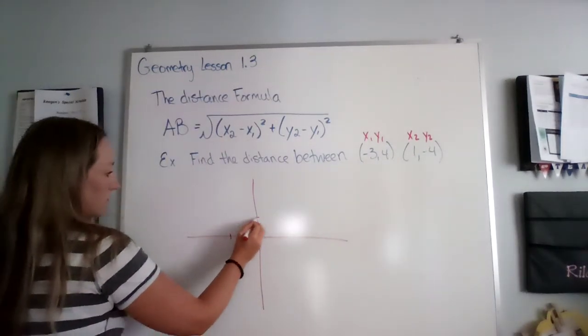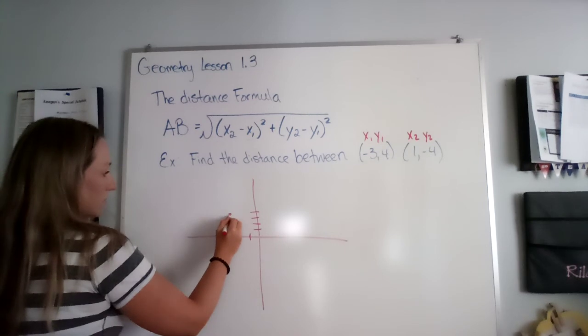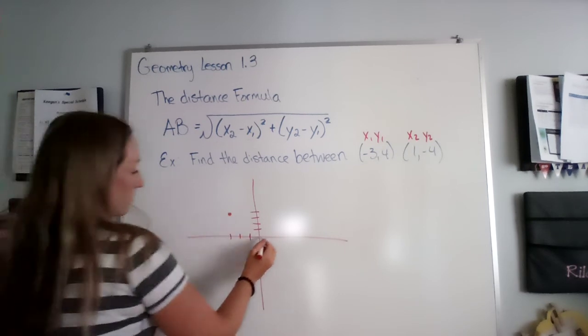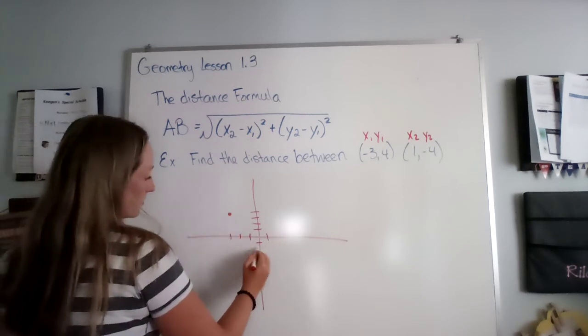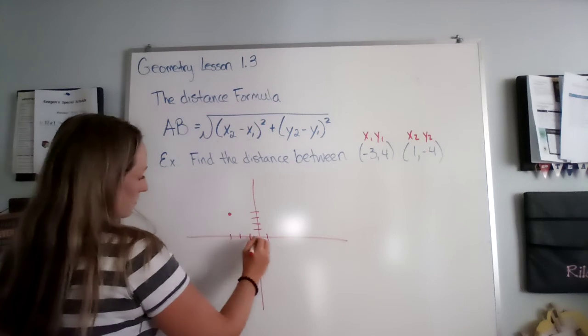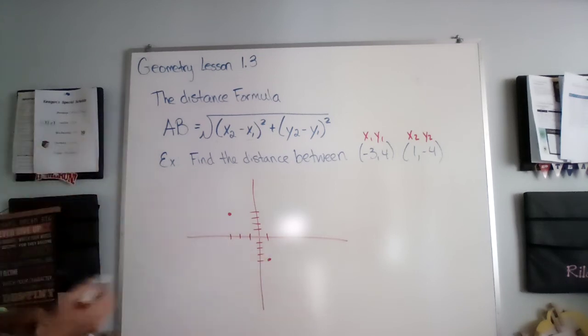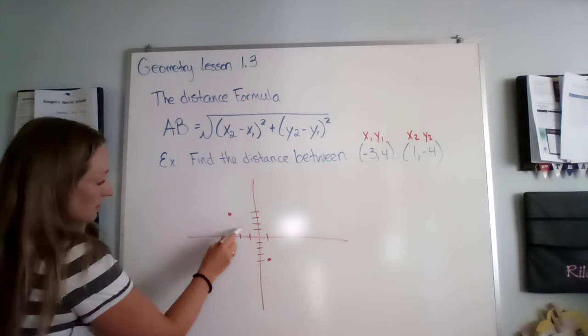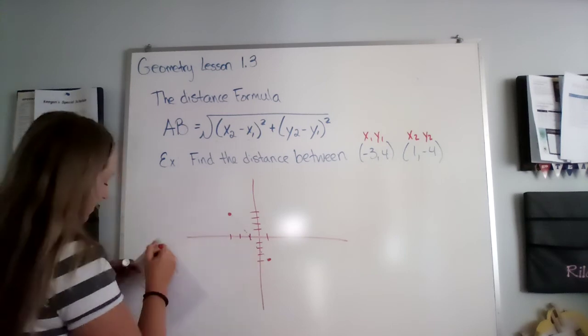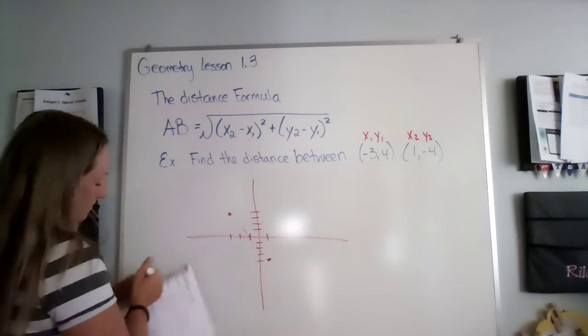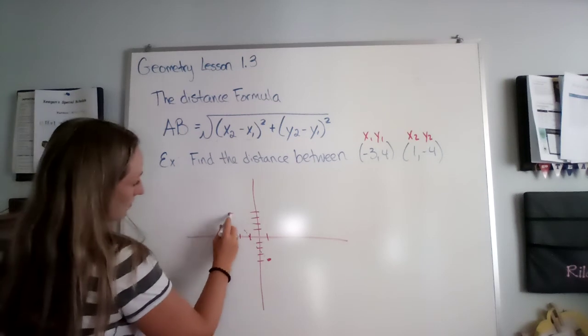-3, 4 is this point here. And then 1, -4. So over 1, down 4 is that point there. All right. So let's connect them with a dotted line. Then I draw a triangle.